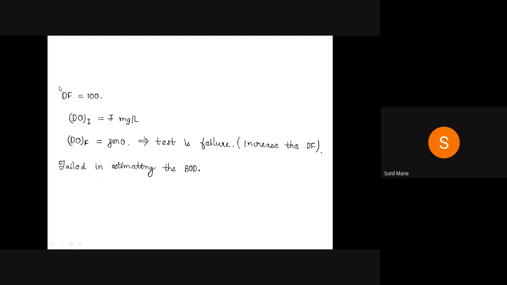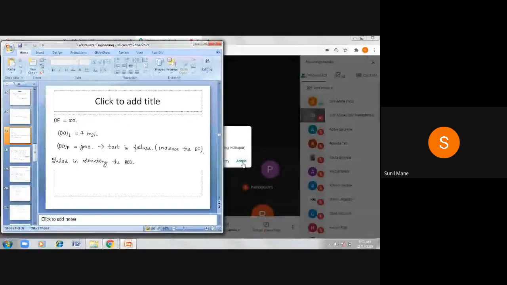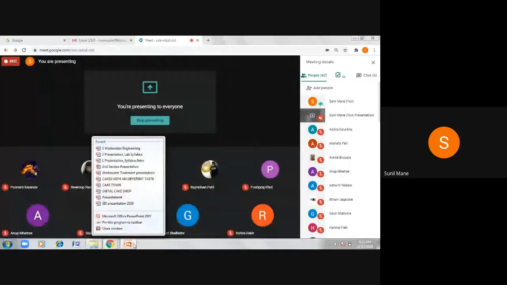Whatever the dilution factor is, it has to be more. In this case, the dilution factor is 100. That means the strength of the sewage we haven't estimated. The wastewater is strong, and because of the strength of the wastewater, the organic matter concentration is more. Because of that higher concentration, we have to disperse that organic matter, and whenever dispersal is required, the dilution factor has to be more.